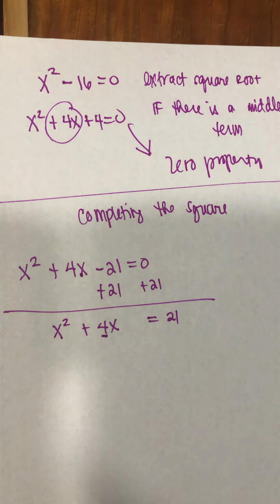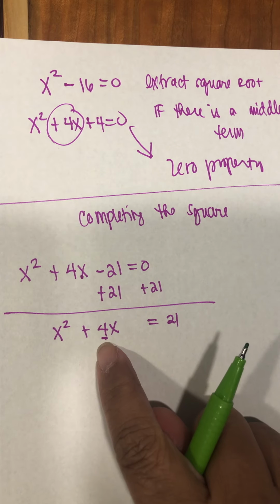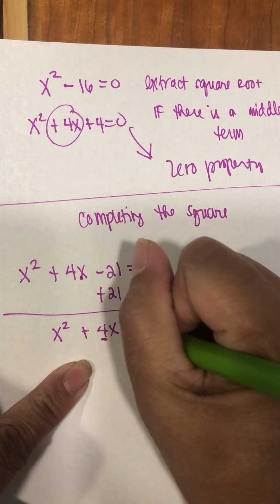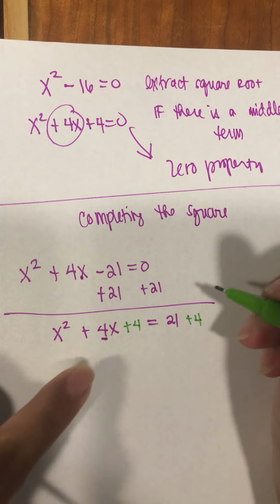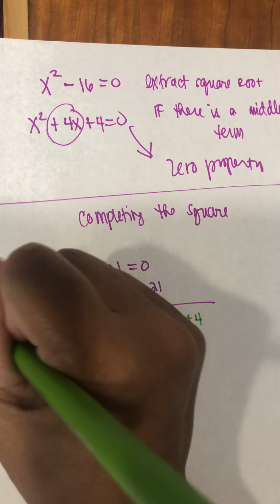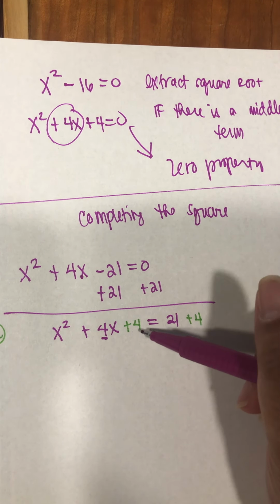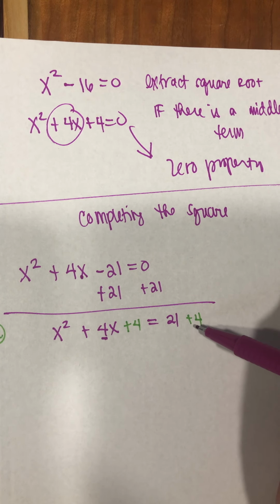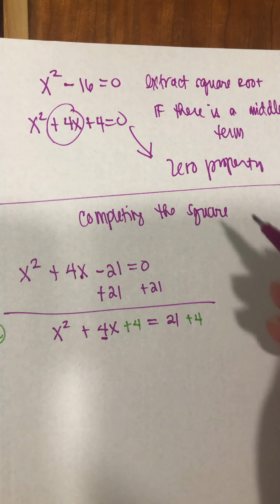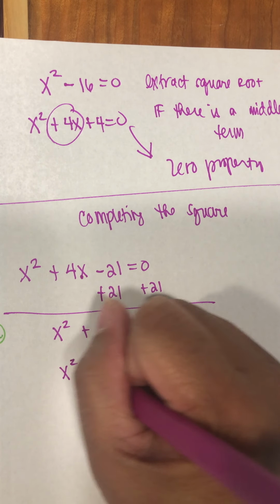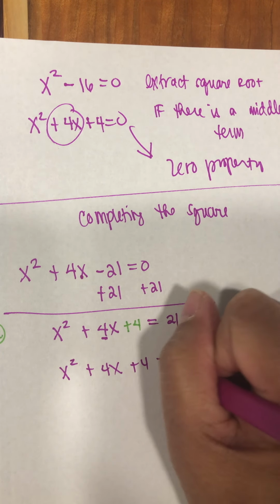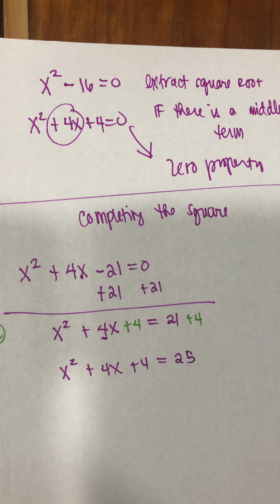So let me get another color pen so you can see what's being added. All right, what is half of 4? 2. 2 times 2, 4. So that's what you're gonna add. Again, this is step 2. Okay? Now, whatever you do on one side has to be done on the other side because it's an equation. All right, so now you end up with x squared plus 4x plus 4 is equal to 25.